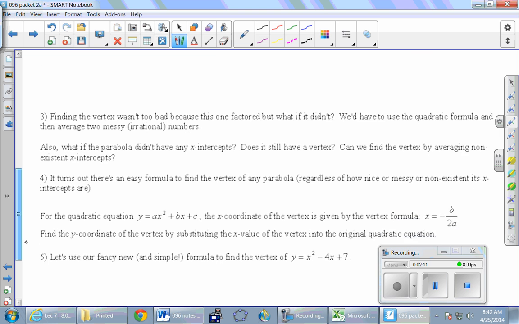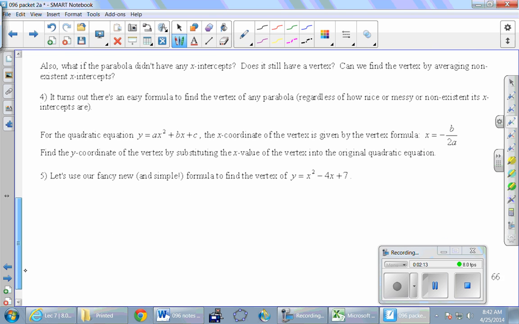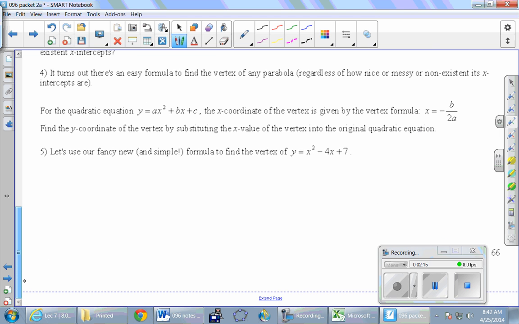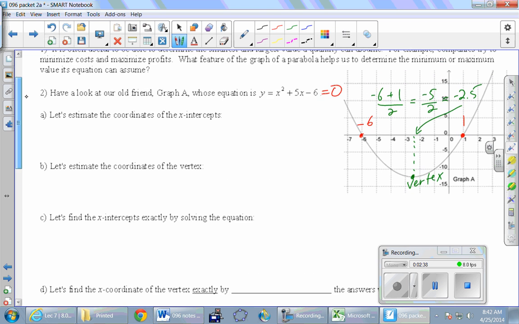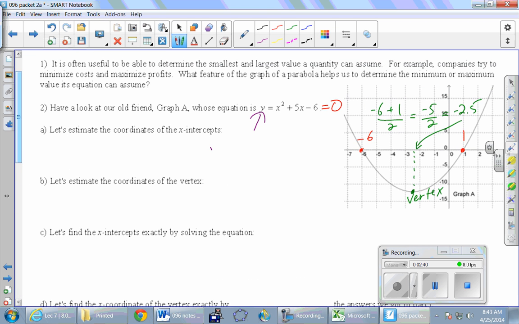Take a look down here at number 4. Skipping the first sentence, for the quadratic equation, the standard looking ax squared plus bx plus c, the x coordinate of the vertex is given by this formula, x equals negative b over 2a. X equals negative b over 2a. So let's give this a shot for the example we just looked at over here. X equals negative b over 2a.